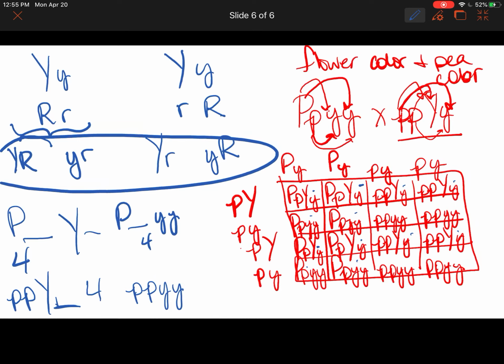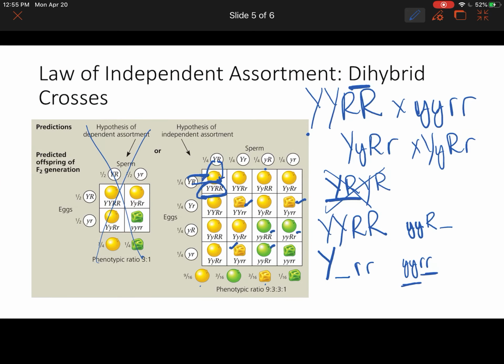4. How many are going to be white and green? White and green, white and green, white and green, white and green. 4. Now, you can check yourself. Do your counts, 4 plus 4 plus 4 plus 4, add up to 16? Yes. So we did this Punnett square correctly.